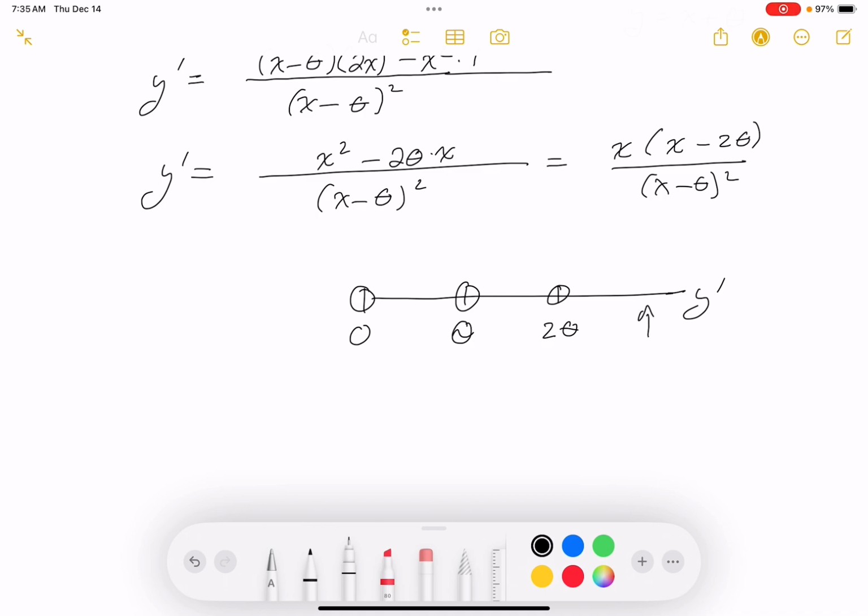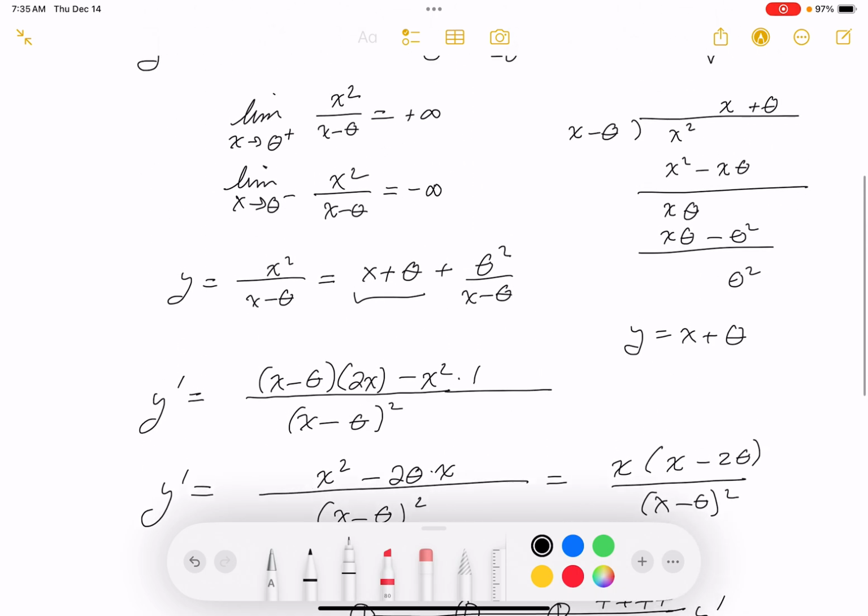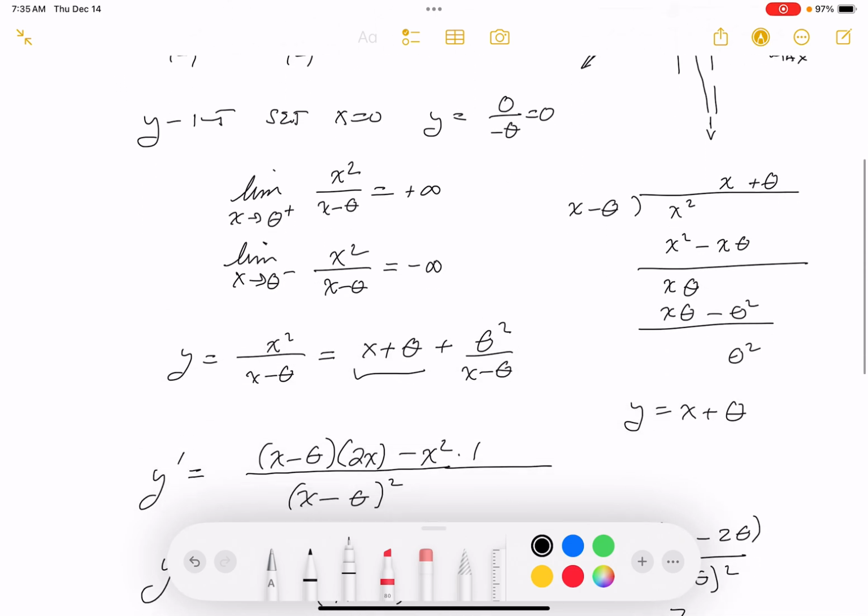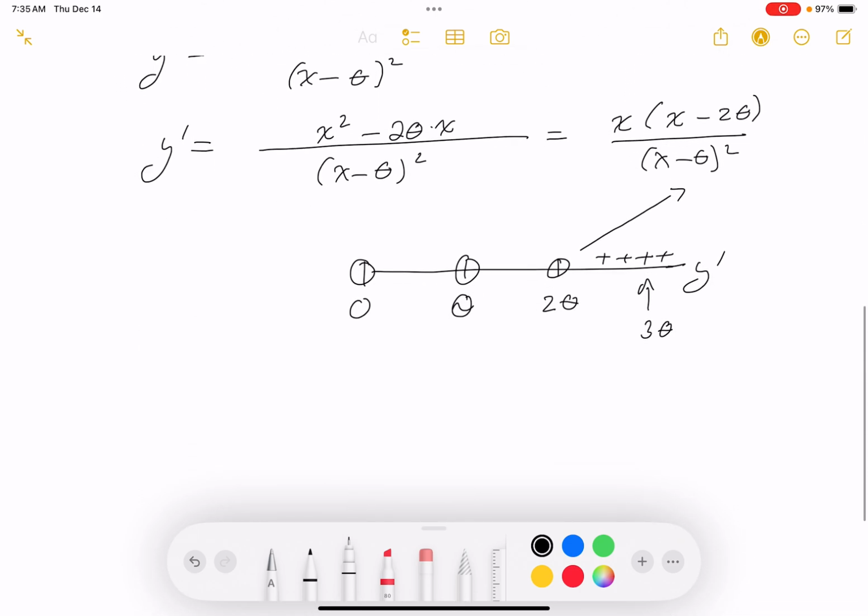Like if you take a point over here, I'm going to say 3 theta, and we plug into the derivative. That's for x, by the way, and you get 3 theta, a positive number. 3 theta minus 2 theta is a positive number. Yeah, so it's all positive. What does it mean? The function's increasing. It's going up. By the way, I'm seeing that over here. It's going up, and I'm expecting the local minimum to be at 2 theta now.